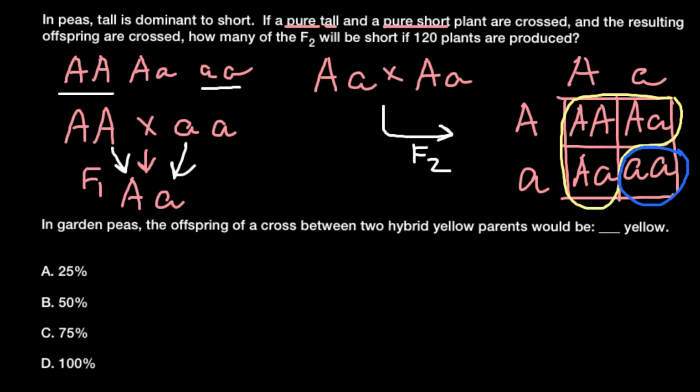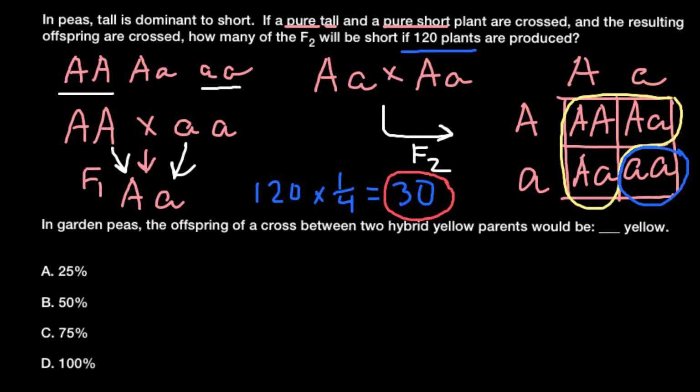So in order to give the final answer, we have to multiply 120 plants by 1/4, and our answer would be 30 plants. So 30 plants out of 120 plants would be short, and this is our answer.